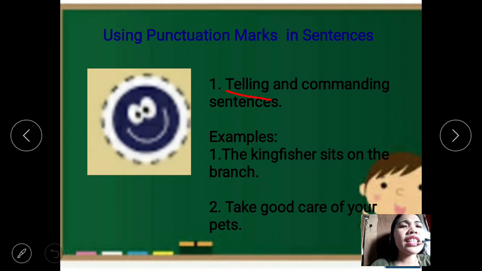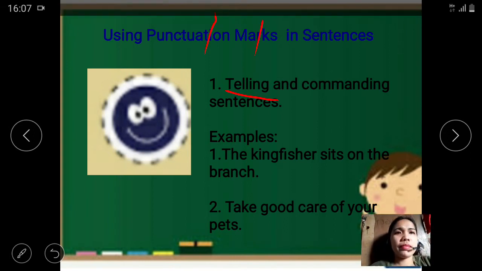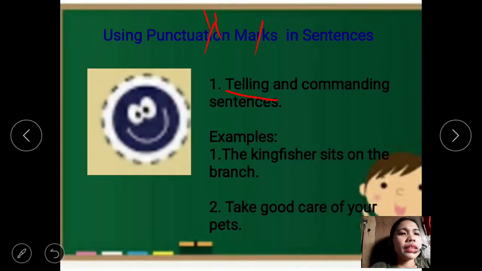So when we say telling, nagsasabi ka, nagsasalaysay. Okay, ano ba yung kinds of sentences na nagsasalaysay? Again, the kind of sentence that is telling a story is the declarative sentence. So we're going to use a period in telling or declarative sentences and commanding sentences.